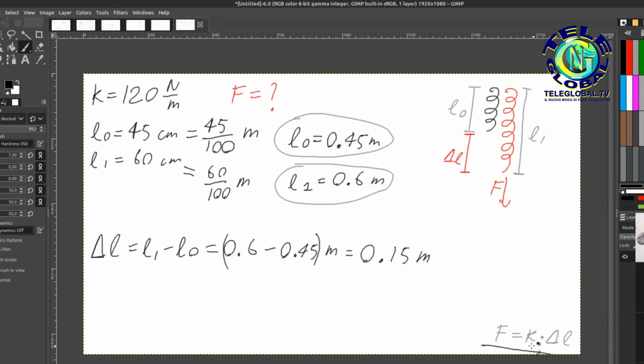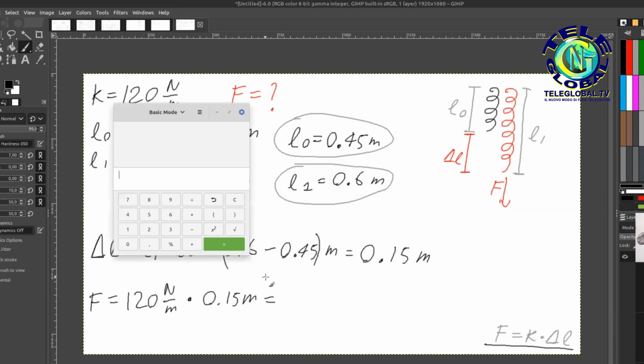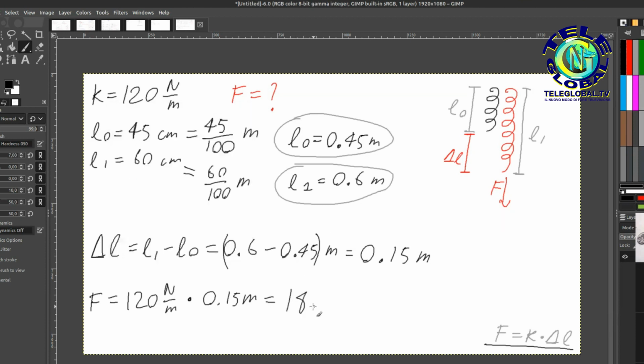After that, it's just a direct application of Hooke's law. You have 120 Newton over meter multiplied by 0.15 meters. Which will be 18 Newton. Okay. Do you have any questions?